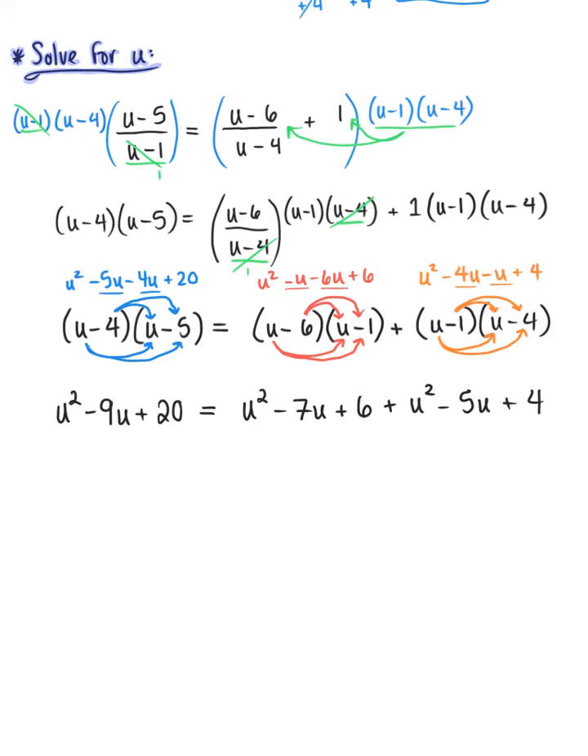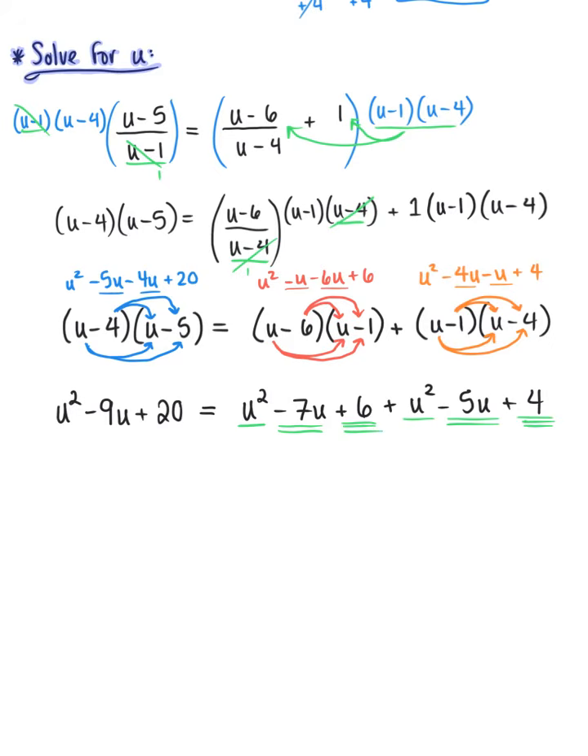Beautiful! So now notice, looking at the terms on the right-hand side, we have a lot of like terms here. We see that we have a u squared and a u squared. We have a minus 7u and a minus 5u. And last but not least, we have a constant 6 and a constant 4.